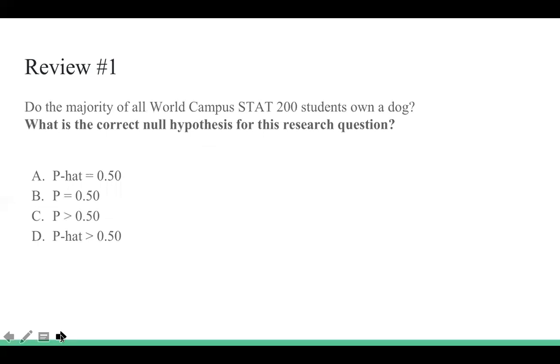Okay, so we went through that pretty quickly. Now we're going to go over like 4 review questions just to see if you got it. So the first one: do the majority of all World Campus Stat 200 students own a dog? What is the correct null hypothesis for this research question? So take a couple moments, figure out your answer, and just write it in the chat box, and we'll go over it soon.